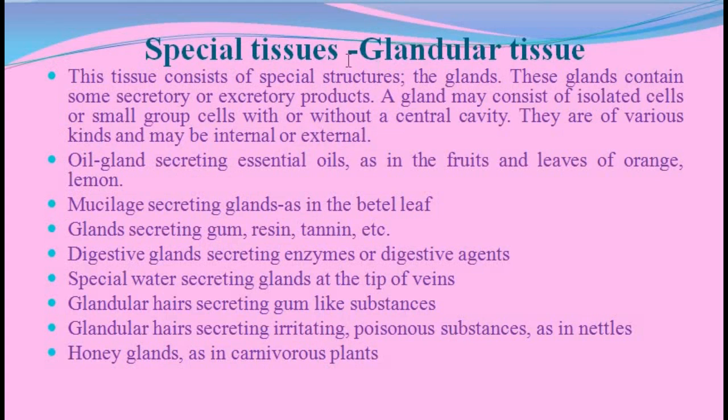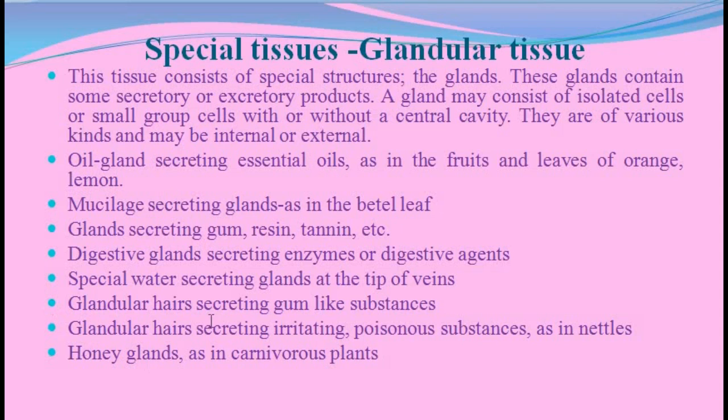Then coming to the second type of special tissue, that is called glandular tissue. This tissue consists of the special structures called glands. These glands contain some secretory or excretory products. It may consist of isolated cells or small group of cells with or without central cavity. They are of various kinds, may be internal or external to the plant surface.